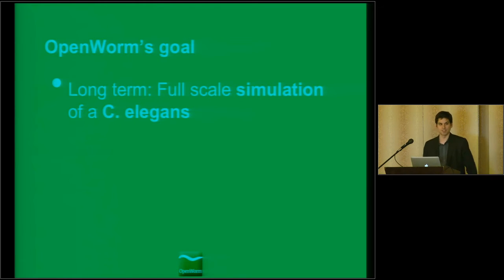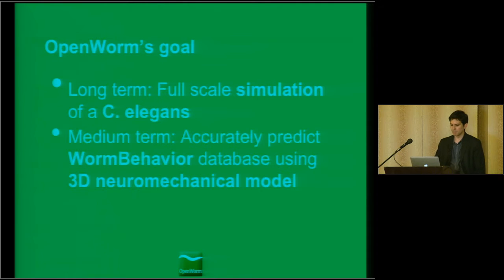elegans. Okay, this is a project that we did not come up with ourselves. It was originally proposed by a computer scientist named David Harel back in the 90s. And he sort of posed this as a grand challenge for computer science to be able to simulate a C. elegans. So we sort of pick up where David Harel leaves off. But in the medium term, we have a bit more conservative goal on the way to get there, which is to accurately predict a database of worm behavior using a three-dimensional neuromechanical model. So my talk's going to be explaining what that means, how we might do that.